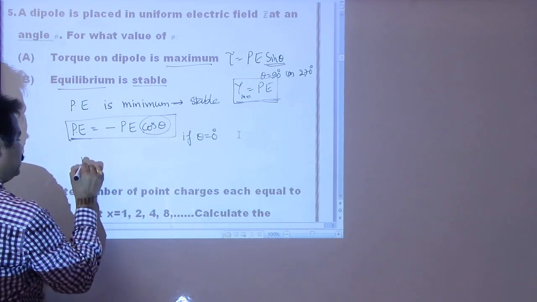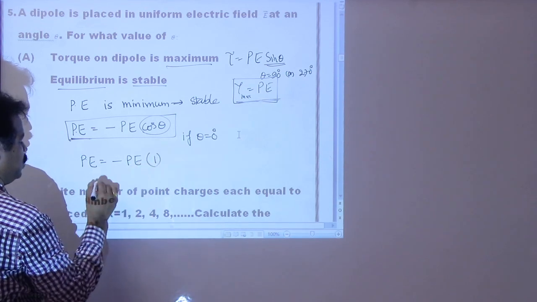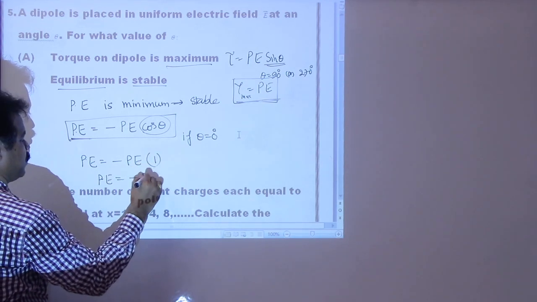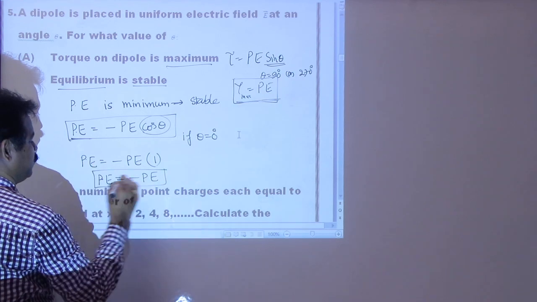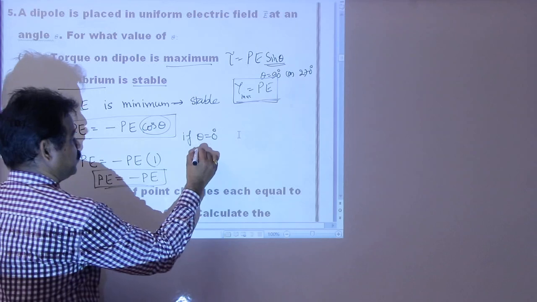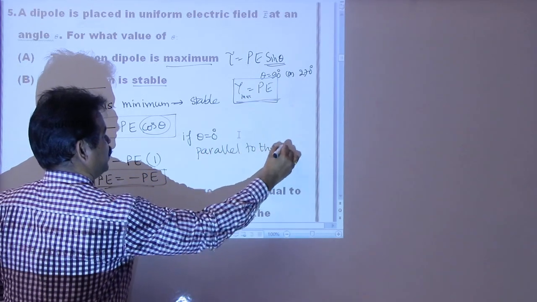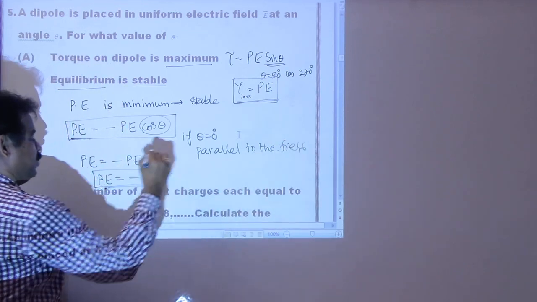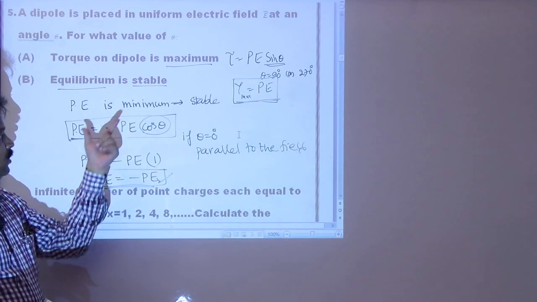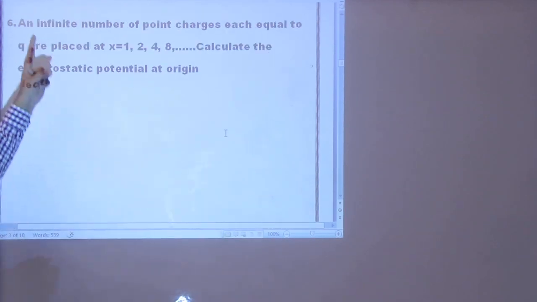Here, if theta is equal to 0 degrees, the potential energy will become minus PE into cos 0, which is 1. So the potential energy is equal to minus the product of dipole moment and electric field. So whenever the dipole is parallel to the field, that means theta is equal to 0, then it will have minimum potential energy and the dipole is said to be in stable equilibrium.